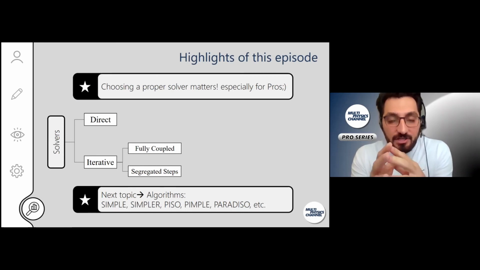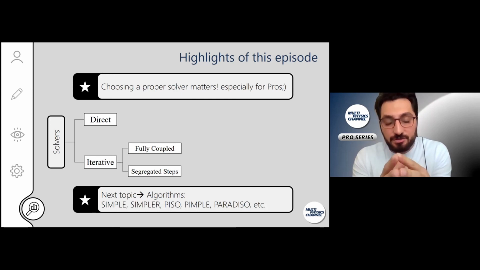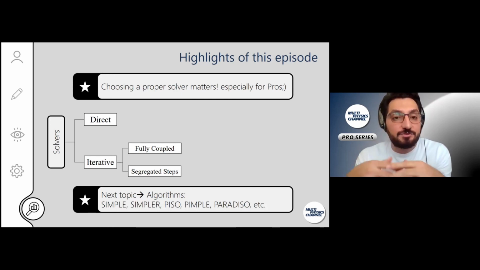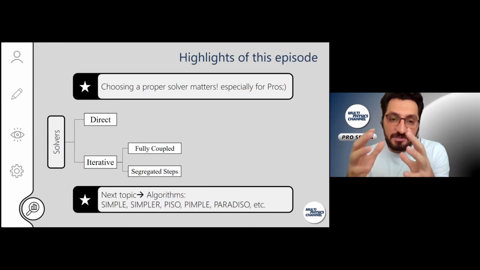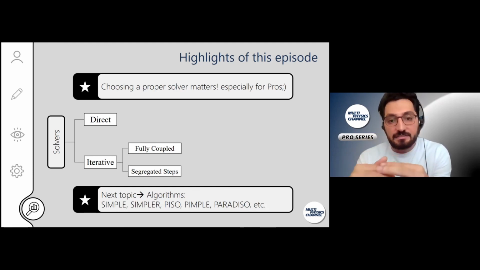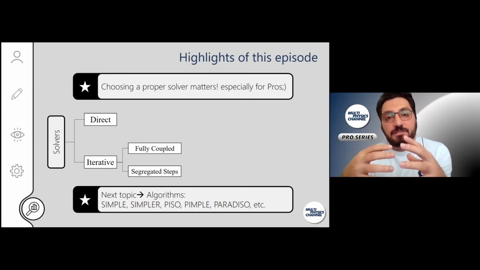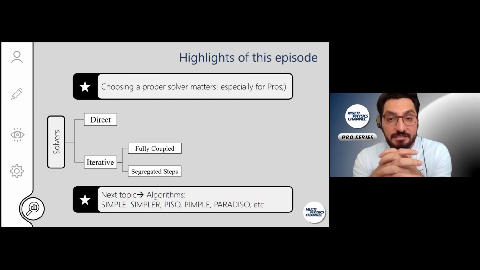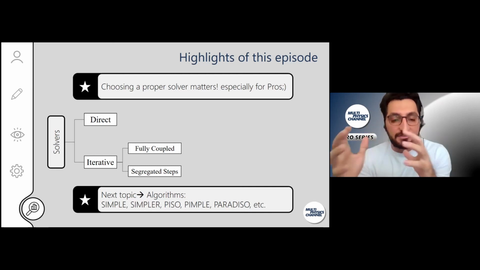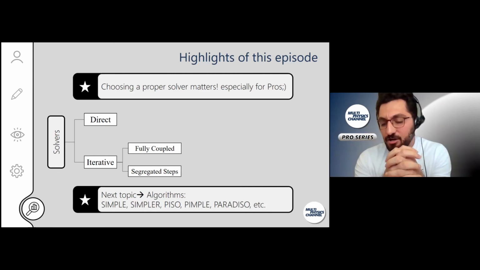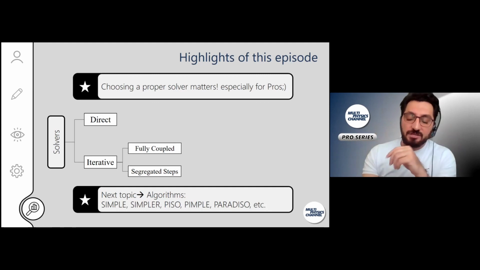Choosing a proper solver matters, especially for pro modelers, because sometimes we have to adjust some settings. And so far we learned that we have two types of solvers, direct and iterative, and in iterative methods, we have fully coupled and segregated steps. In the next topics, we will talk more about algorithms and some tips about the different algorithms that we have in our simulation, what's the difference between them, and how we can use them in specific problems that we have.